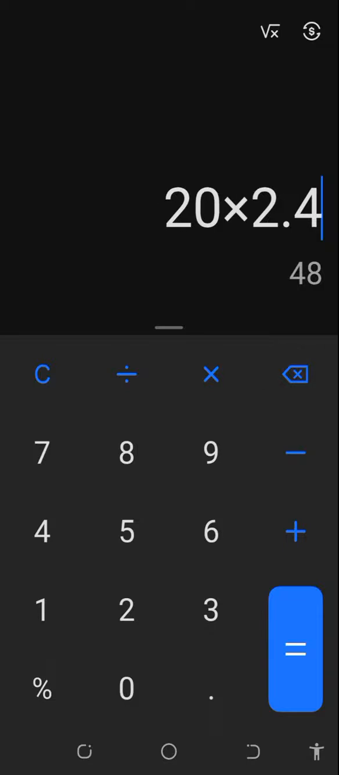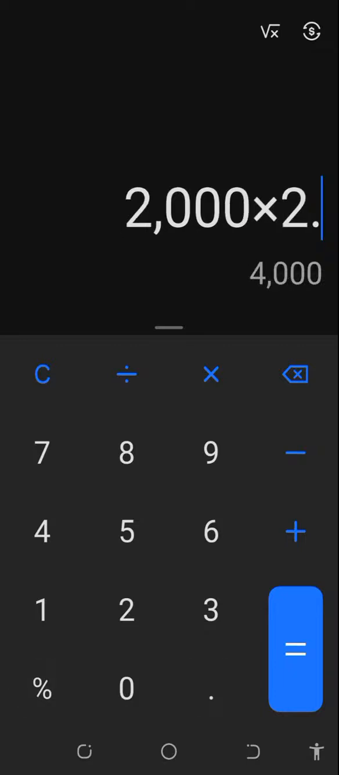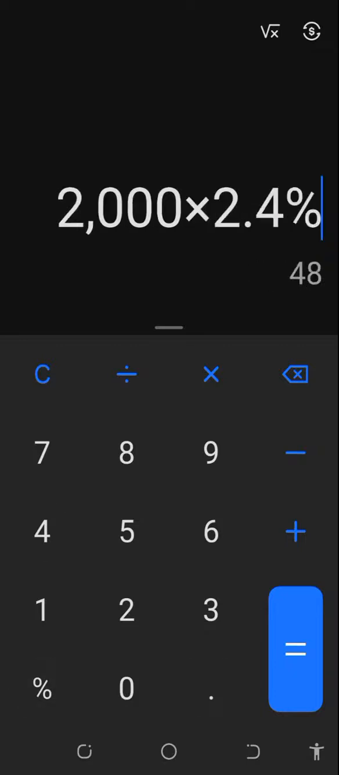So if you had $2,000, for instance, what would you get? Times 2.4%. You get $48. So that means that if you had $1,000, you would get $24 as your profit. If you had $100, you would get $2.40. And that's why with my $20, I was able to get 48 cents.